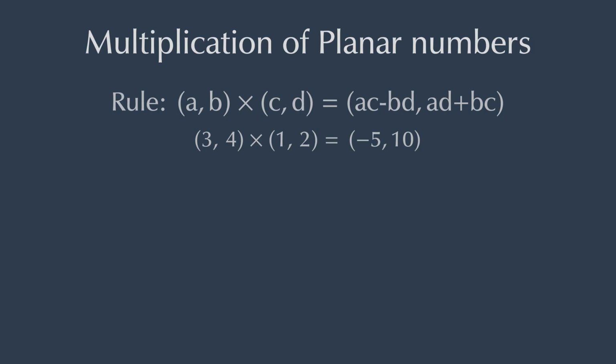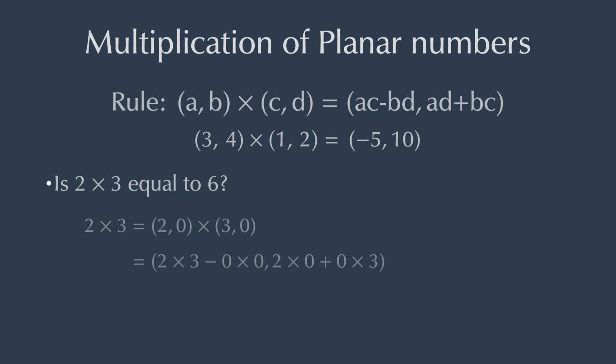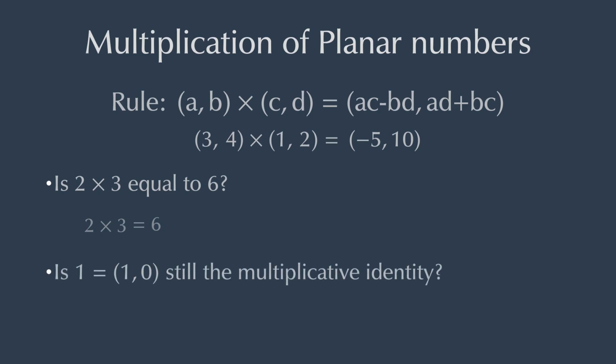We can quickly verify that this multiplication rule satisfies our two consistency requirements. Number 1. Multiplying two real numbers using the above rule gives us the result that we expect. Number 2. Multiplying any planar number a, b with the multiplicative identity 1, 0 gives the planar number itself. That was quite an effort. In any case, we have some basic arithmetic defined on our new set of numbers. This is great.